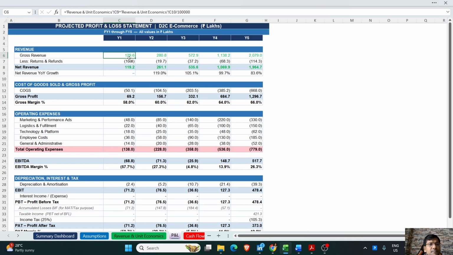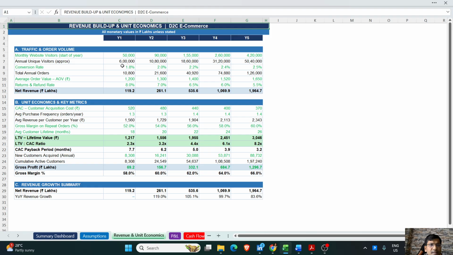What will be the formula? The gross revenue will be the revenue on unit economics into revenue on unit economics. So first we'll have to go to this particular cell. In the first month of the first year, we have 50,000 users.